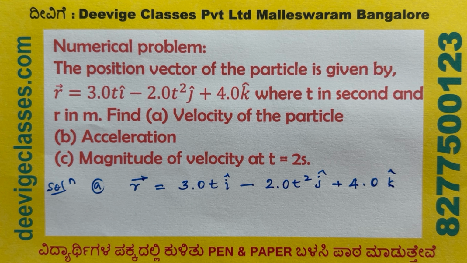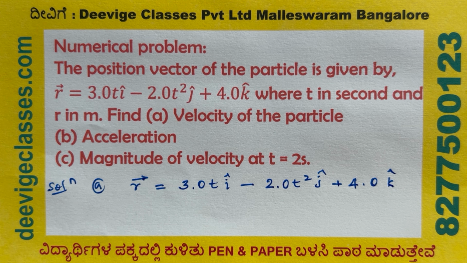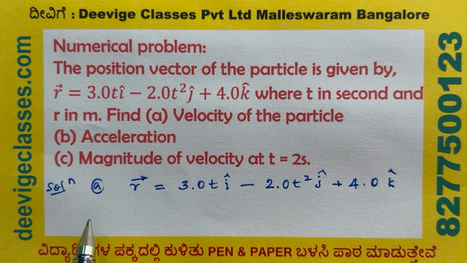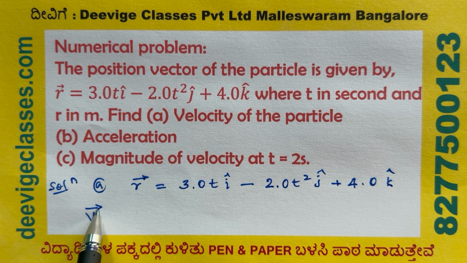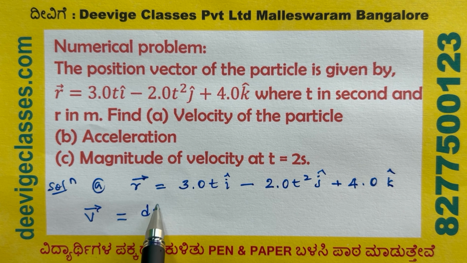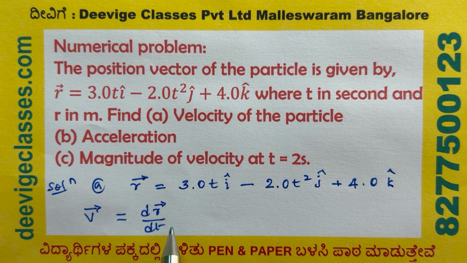So what we need to find? The velocity of the particle. What is velocity? How to define the velocity? Rate of displacement per time. So the position of the particle is changing with respect to time t. It will give the velocity of the particle. Then I can write here the velocity vector v vector is equal to dr vector divided by dt.